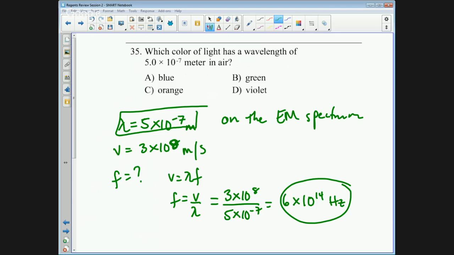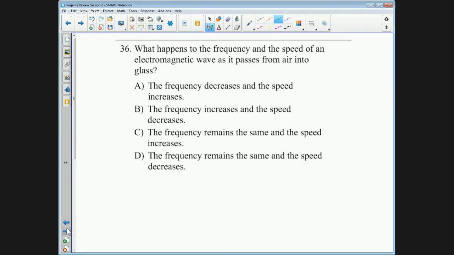So if we look at 6.10, it's actually closer to the green one. So this is green light. Blue light actually has 6.59. Okay, green light is 6.10. Moving on. Number 36. What happens to the frequency and the speed of an electromagnetic wave as it passes from air into glass? Okay.